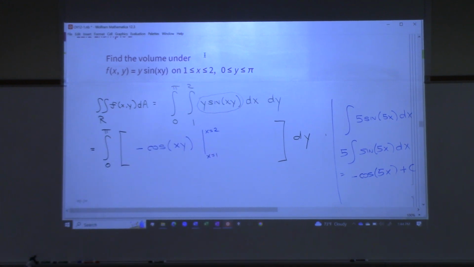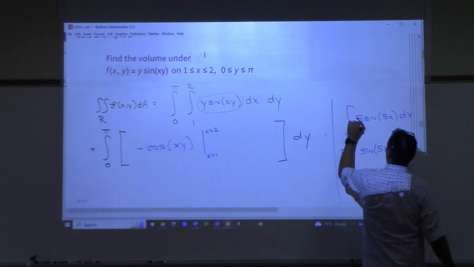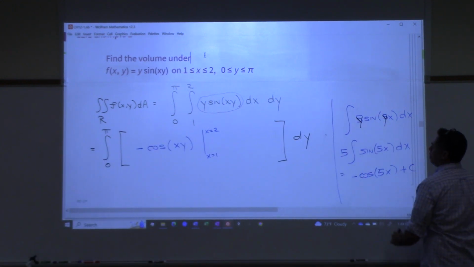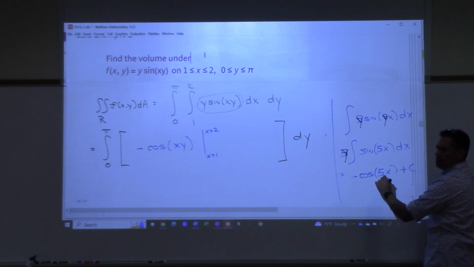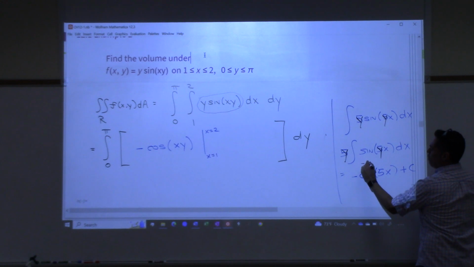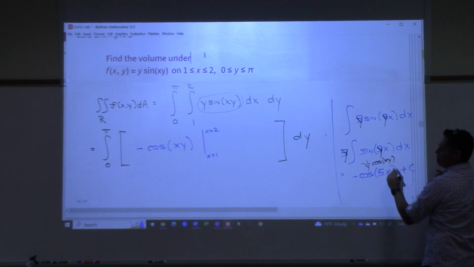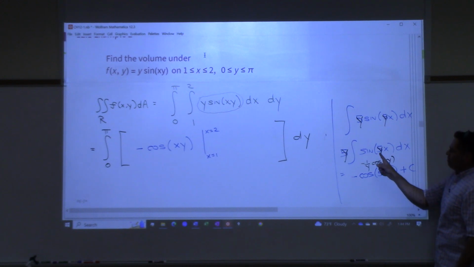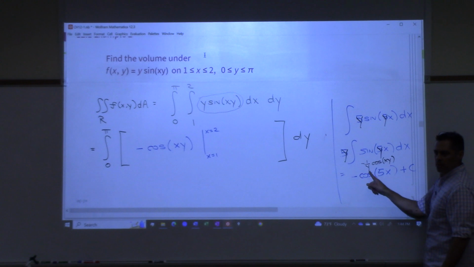Will we not bring the y down too? The y that's in front of the sine, will we not bring that down too? It's here: this is like the y and this is like the y. So you bring the y out, and then what's the antiderivative of that? It's negative 1 over y cosine of xy, because you have to scale out that constant. And then that 1 over y hits that y, and they go away.